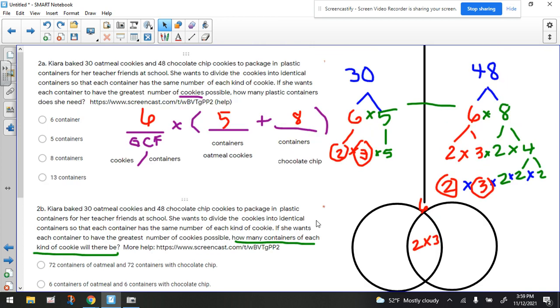Now, just to make sure we're clear on how to answer 2A, because for 2B, you're looking at this information to figure out 2B. But let's review what it is that we're doing for choice 2A. So that would be 6, right? 6, the greatest number of cookies possible. It's 6 cookies per container. So actually, this should be relabeled because it's not even right. All right, so good luck finishing this up.